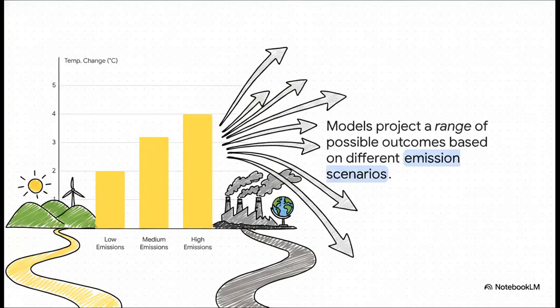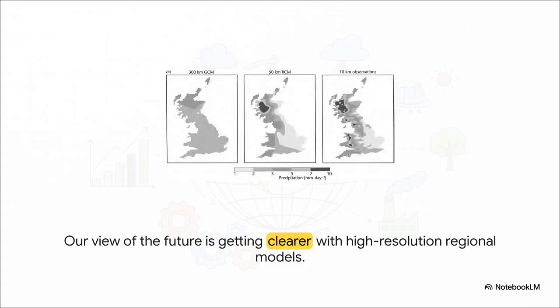So scientists run the models using different scenarios. You can think of them as different storylines for the future, based on the choices we make. For example, what does the future look like in a world with very high emissions versus a world with very low emissions? The model then projects a whole range of possible outcomes for each of those paths, not just one single future. And our ability to map these futures is getting better all the time. As our computers get more and more powerful, the models get more and more detailed. We're moving from these kind of blurry, low-resolution global pictures to much sharper, high-resolution regional ones that can give us a way clearer view of what changes might actually mean for a specific place.